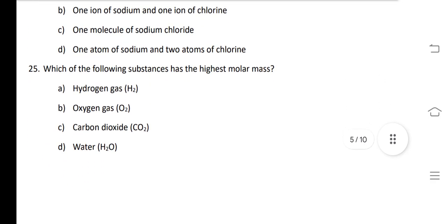Our next question is, which of the following substances has the highest molar mass? That is carbon dioxide, CO2. Its mass is 44. Mass of hydrogen gas is 2. Mass of oxygen gas is 32, and mass of water is 18.